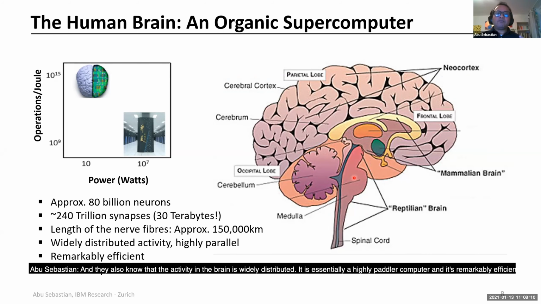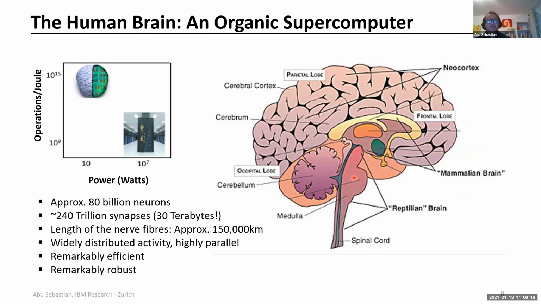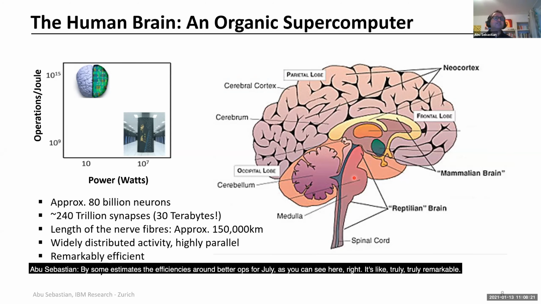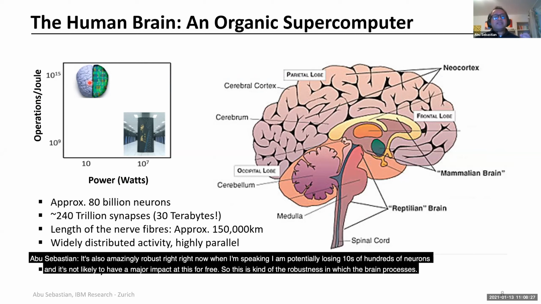And we also know that the activity in the brain is widely distributed. It is essentially a highly parallel computer, and it's remarkably efficient. By some estimates, the efficiency is around peta-ops per joule, as you can see here, right? So it's truly, truly remarkable. It's also amazingly robust, right? Right now, when I'm speaking, I am potentially losing tens of hundreds of neurons, and it's not likely to have a major impact, at least hopefully. So this is the robustness which the brain possesses.